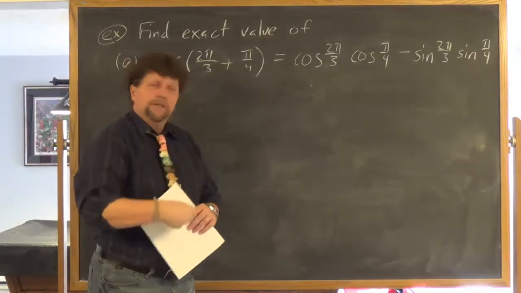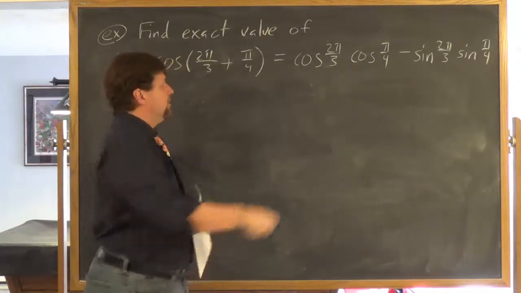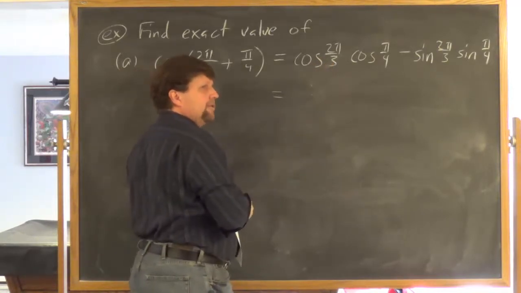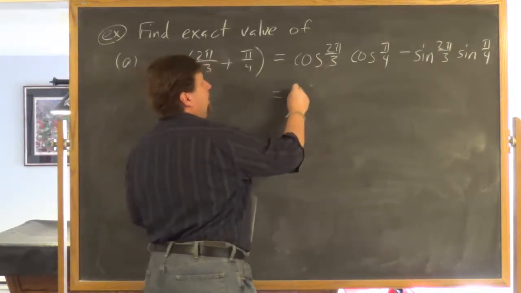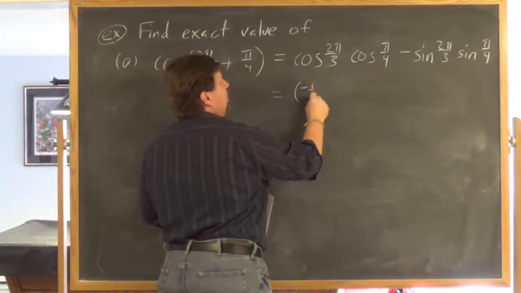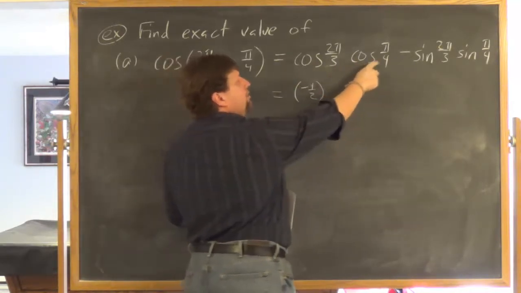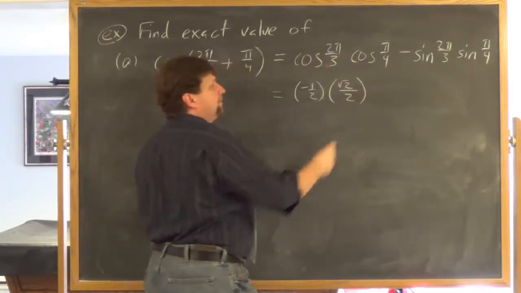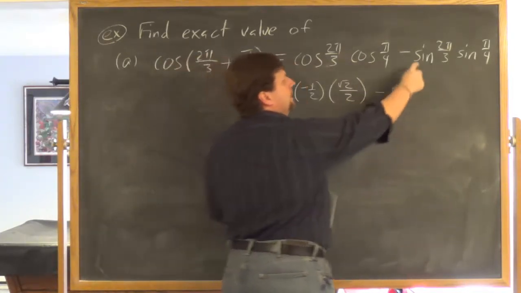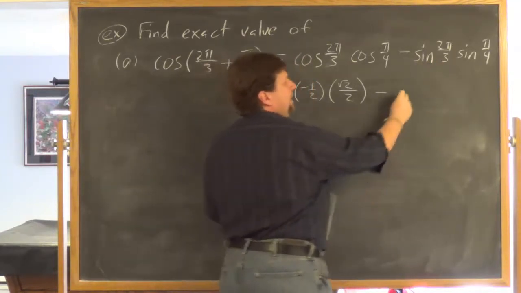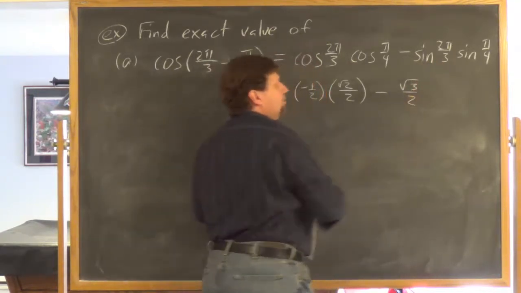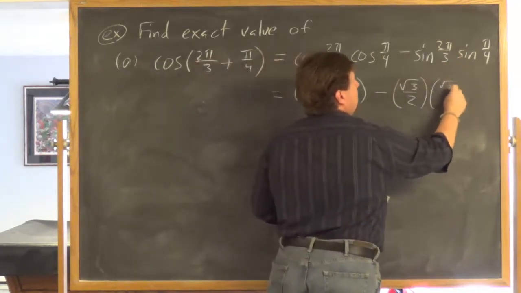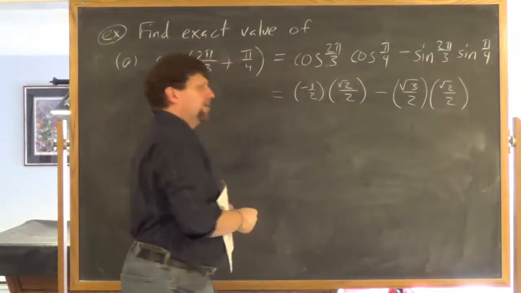Okay, now we just do it. We use our knowledge of the unit circle. We know the cosine of 2 pi over 3 is negative 1/2. We know the cosine of pi over 4 is square root 2 over 2, minus the sine of 2 pi over 3. Well, we know that's square root 3 over 2. And then the sine of pi over 4 is the square root of 2 over 2.